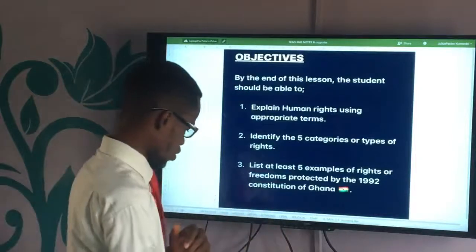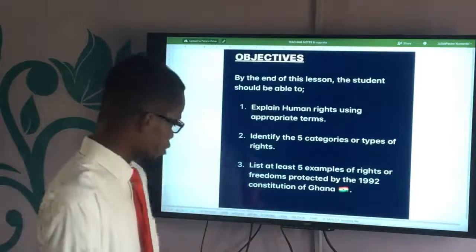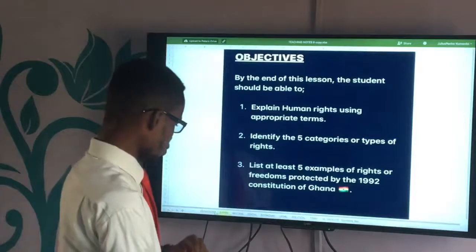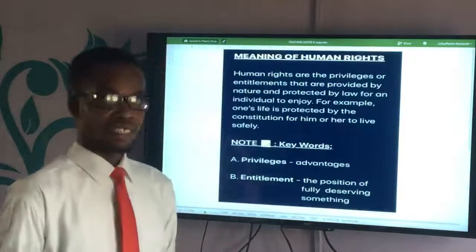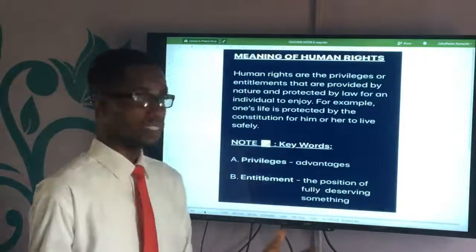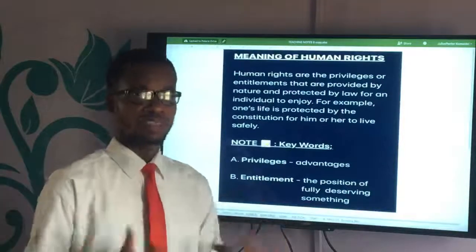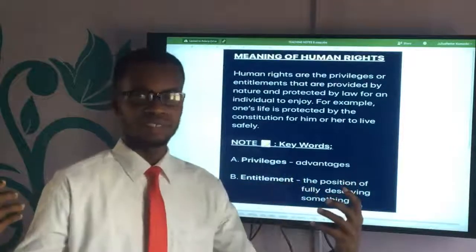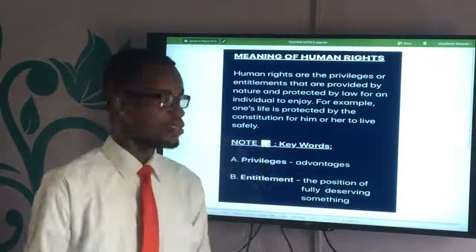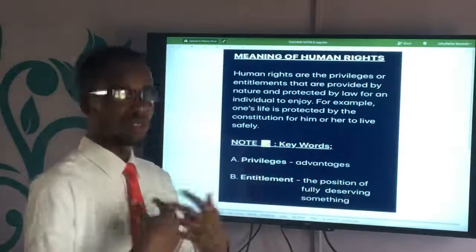Okay, so without much ado, let's move into some quick definitions. So we look at the definitions. We start with the main thing, which is human rights. What are human rights? So we'll be hearing this, rights, human rights.